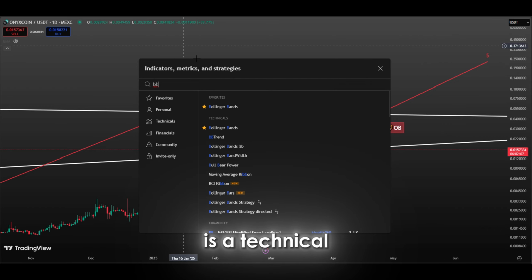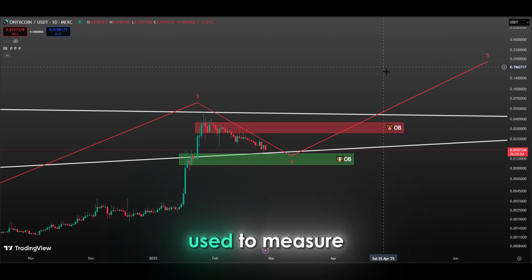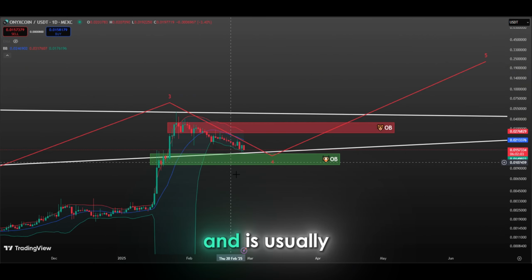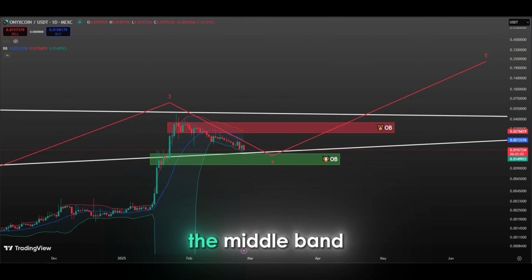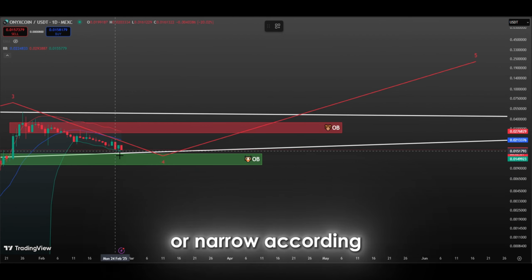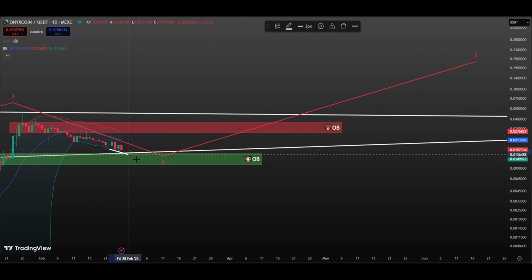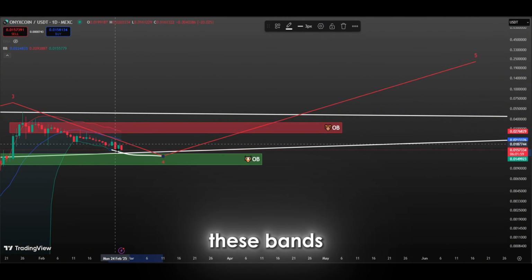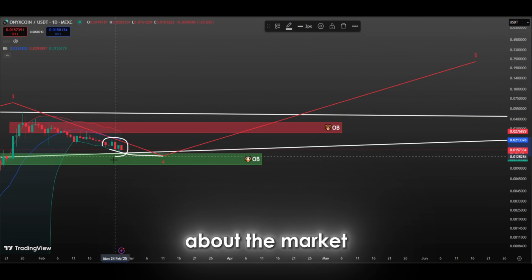The Bollinger Band is a technical analysis tool used to measure the volatility of the market and is usually composed of three bands: the middle band, the upper band, and the lower band. These bands widen or narrow according to price action, and the movement of price between these bands can give a lot of information about the market.